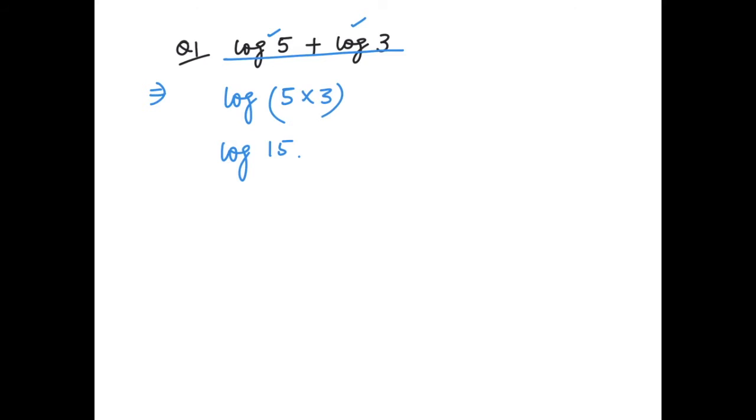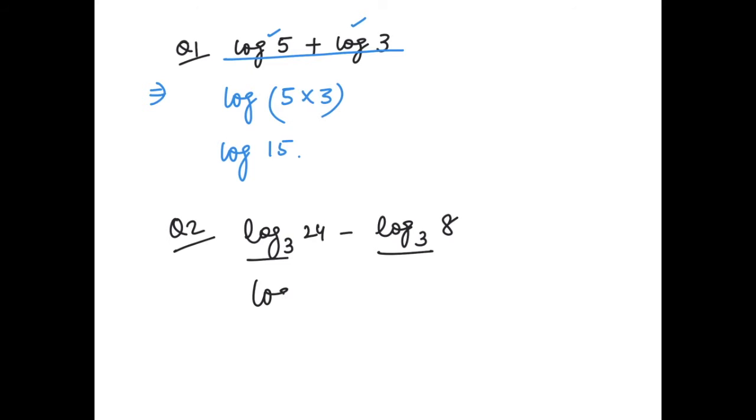Let's do another question. Question number 2. Log base 3 of 24 minus log base 3 of 8. So you can say the base is the same, but they are in minus. So we will apply the laws of logarithms. So it will say 24 over 8. So your answer would be log base 3 of 3. So the log base 3 of 3 will be 1.